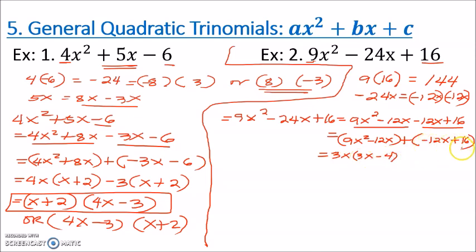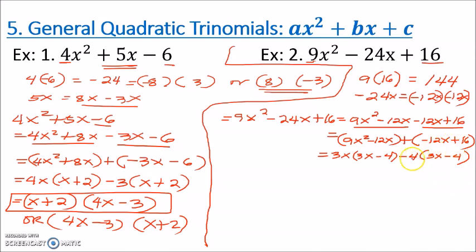Ang common factor nila ay 3. Wait lang, 4. Okay, 4. But this time, para magiging negative yung nasa gitna, we can extract negative 4. Okay, negative 4 ang ilabas natin. Okay, para magiging positive ito. So, 12x divided by negative 4, that is positive 3x. Okay, 16 divided by negative 4 is negative 4.